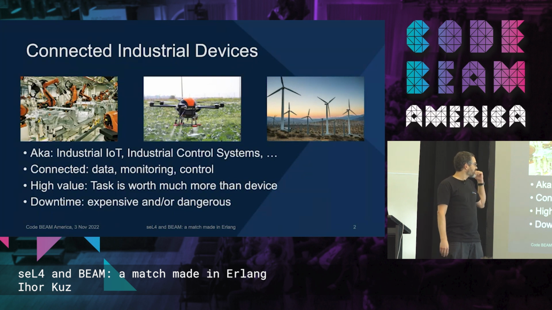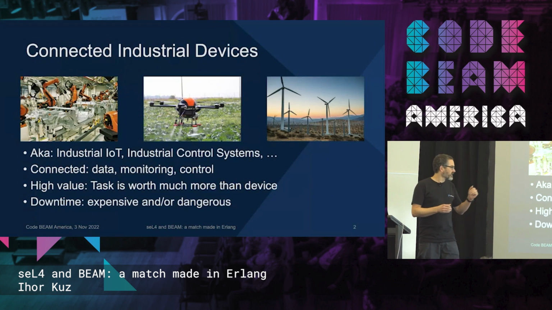The other thing is that they're often high value. So the task that these devices do is often worth a lot more than the devices themselves. So it's really important that the devices work well and don't crash, because otherwise it's going to be very expensive. And the last thing is that downtime can be very expensive in these systems. Taking a factory down for a little bit means you're losing a lot of money. In some cases, it can also be physically dangerous. Think about reactors and stuff like that.